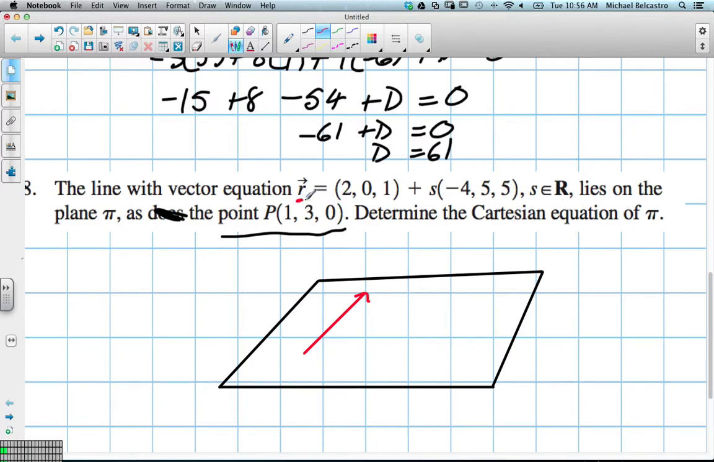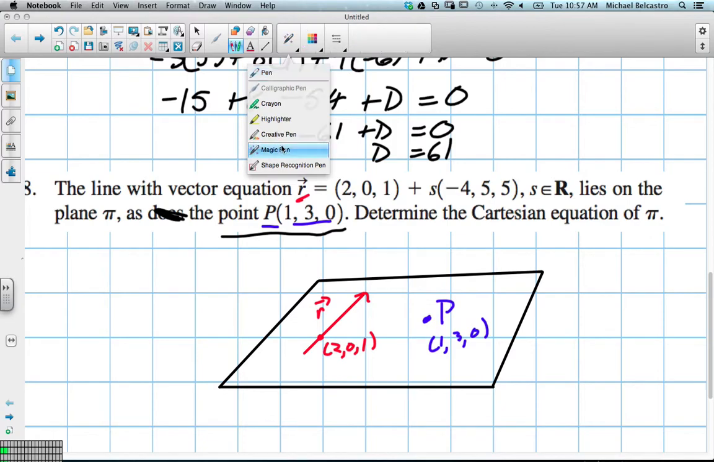Okay, which is denoted as vector r. And the plane is also going to contain point P in this case. Okay, so this is our point. We need to find the Cartesian equation of this plane. So there's a lot of information here. One thing we do know is on this line there is another point which is also on the plane at 2, 0, and 1. Okay? And we have point P, which is at 1, 3, and 0.